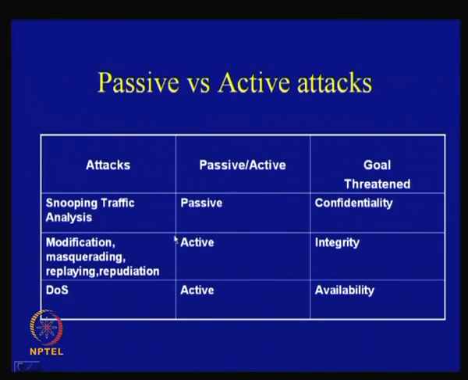These attacks essentially threaten the goal of integrity, because data integrity is compromised by them. Then the denial of service attack, as we have seen, is also an active attack, because you are deleting information, say by deleting the acknowledgements, or inserting a large number of requests. So you are actively attacking the network, and the goal you are threatening is availability, because under a denial of service attack, information may not be available even to a user who is authorized to use it.